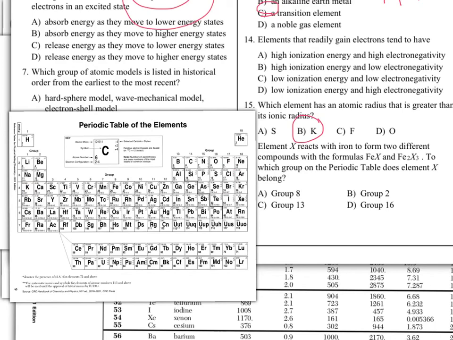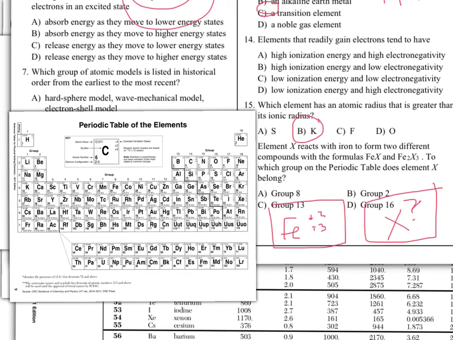Question number 16 gives 2 formulas of an element with iron, and it asks to which group on the periodic table does the element belong. So we know that iron has oxidation states of +2 and +3. And what we want to determine is what could the oxidation state of this element X be.